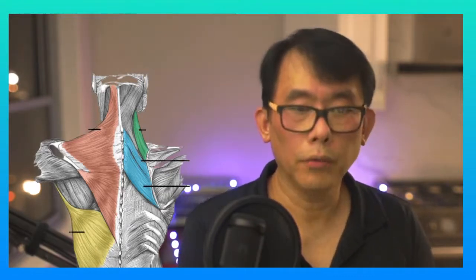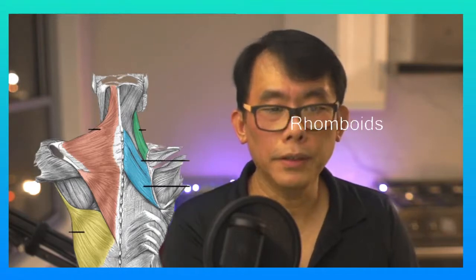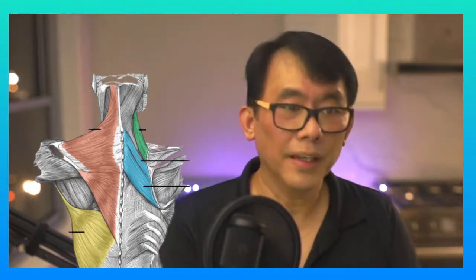The next one will be your rhomboid. The rhomboid is the muscle adjacent to, next to the trapezius. In this muscle picture here, it's this one right here. We have the trapezius there, the blue one right here. The traps is up here, and then the rhomboid is inside there. It comes vertical. That's the one that's attached to your shoulder blade. And then the next one will be.